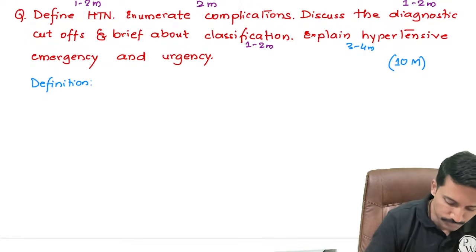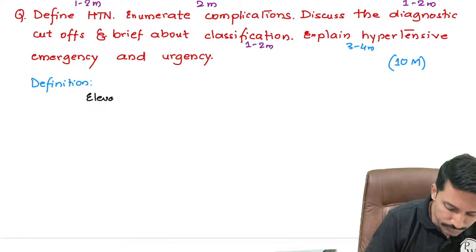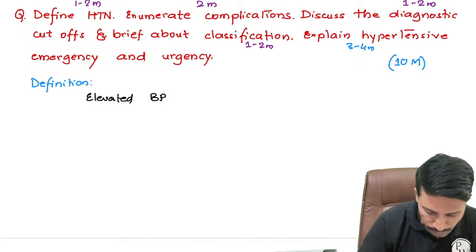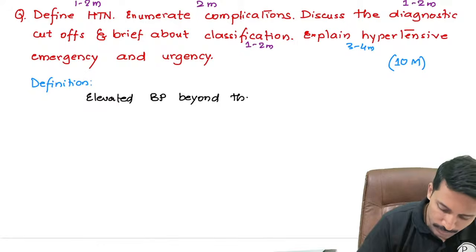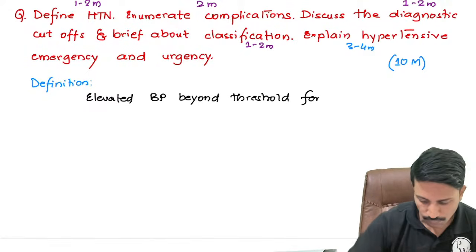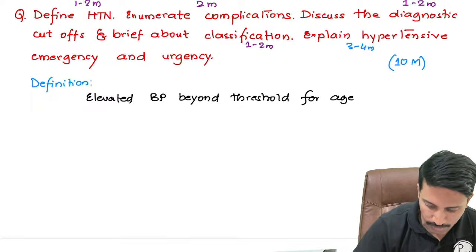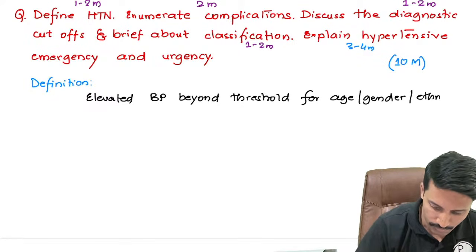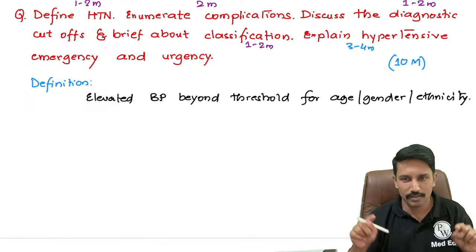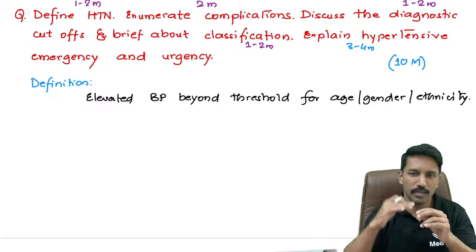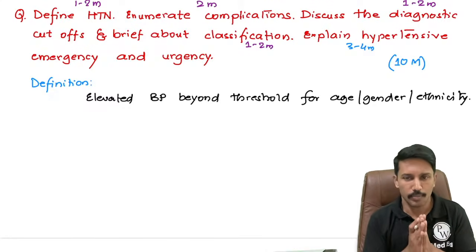What is hypertension? Elevated blood pressure beyond threshold for age, gender, and ethnicity. For that particular age and gender, whatever is defined as a threshold, if your BP is more than that, we will call it hypertension.